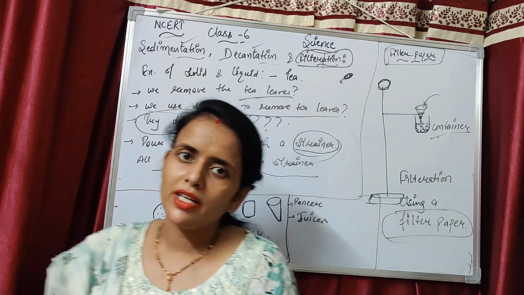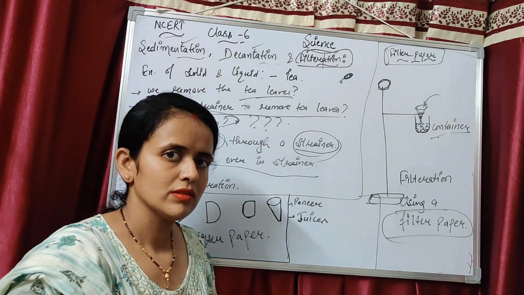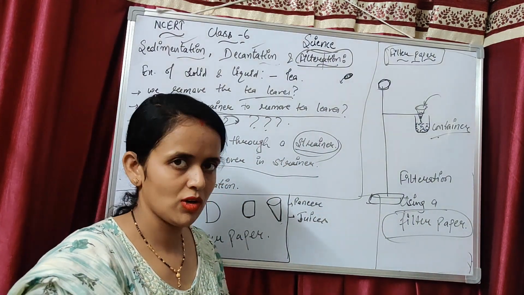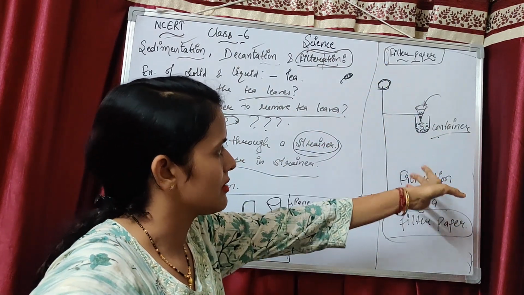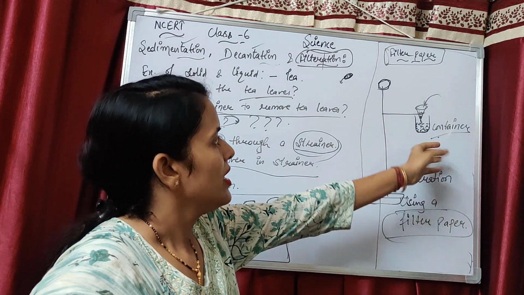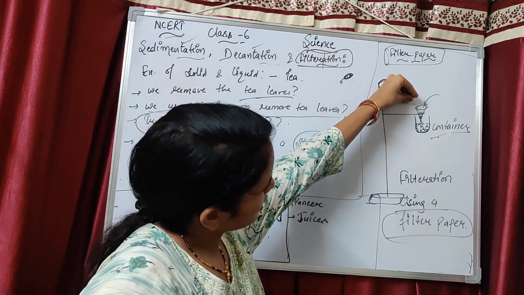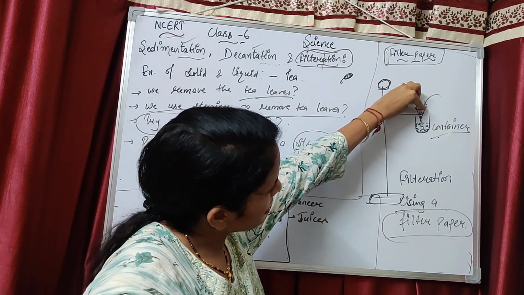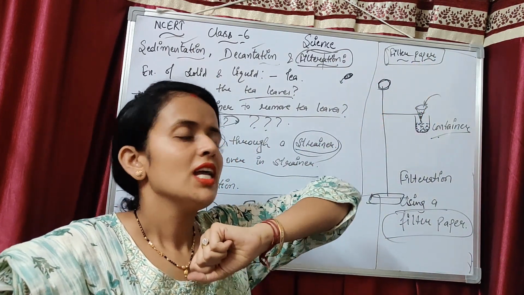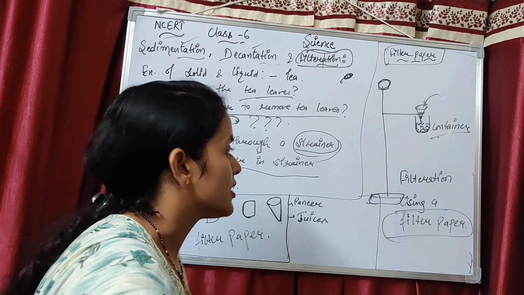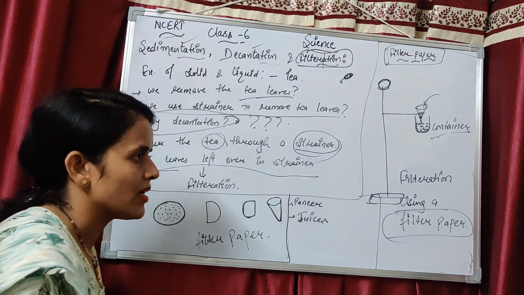We will put a filter paper in a cone, and put the cone this way. You have to set up this thing in your lab. We will put the tea mixture in this. Tea leaves will remain in the filter paper and only the pure solution of tea will be left in the container. So this is the use of the filter paper.